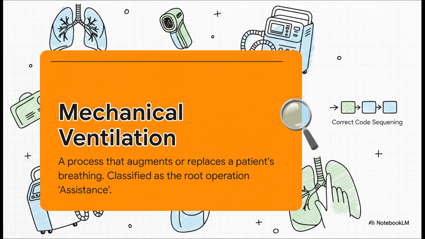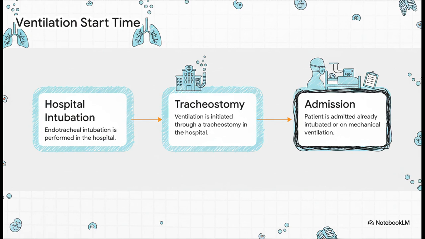So here's the deal with mechanical ventilation. In the ICD-10-PCS system, the root operation is assistance, and the code you pick is all about time. Was it less than 24 hours, 24 to 96, or more than 96? The duration determines the code. And if you're going to get that time right, you've got to know exactly when the stopwatch starts. The guidelines give us three clear starting points: the moment of intubation in the hospital, when ventilation starts at a prior facility, or right at admission if the patient was already on a vent when they arrived.